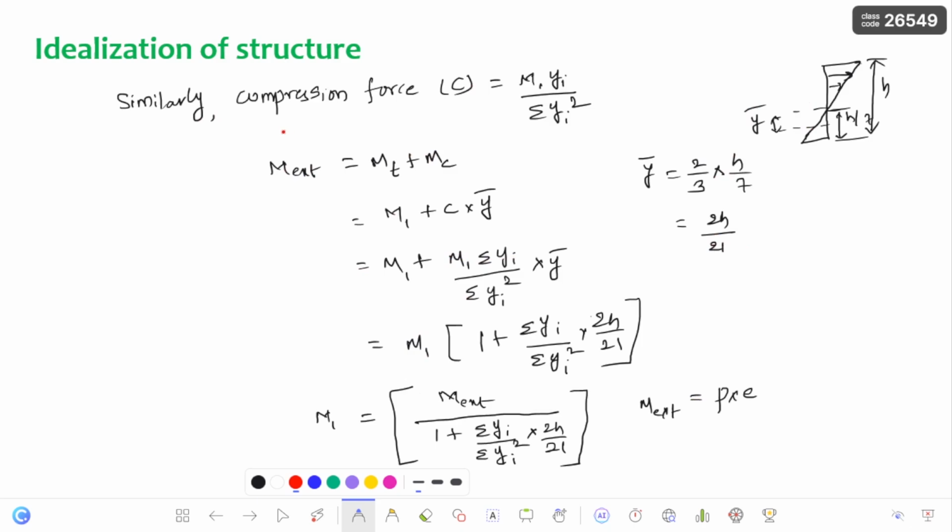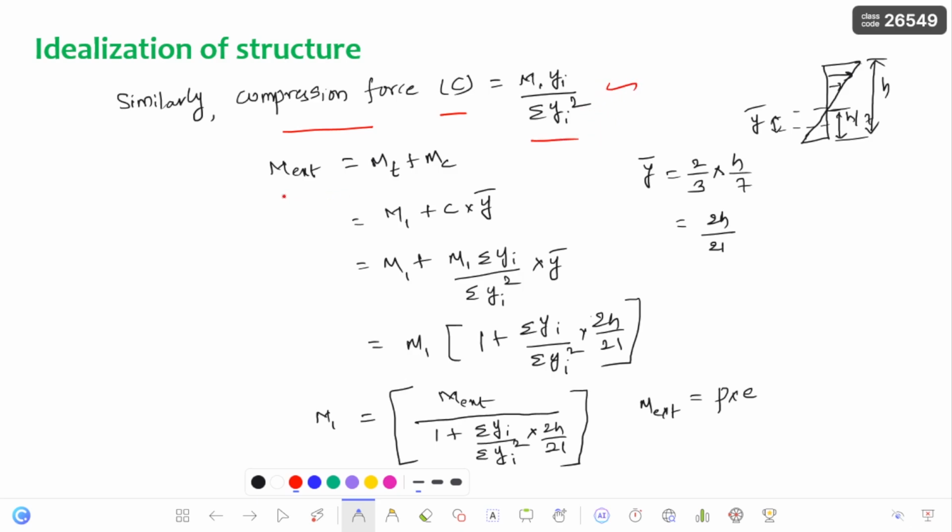And similarly for compression force, we all know that for equilibrium, the tension force which is going to develop must be equal to the compression force. Then only is the system going to be in the equilibrium condition. Otherwise it is not in equilibrium. The tension force which I have derived is also equal to the compression force, because for equilibrium both must be equal. So M1 into Yi by summation of Yi square.